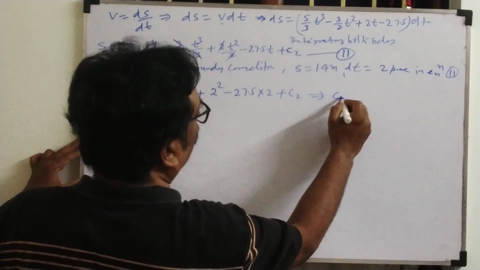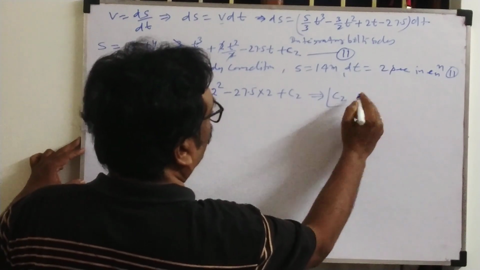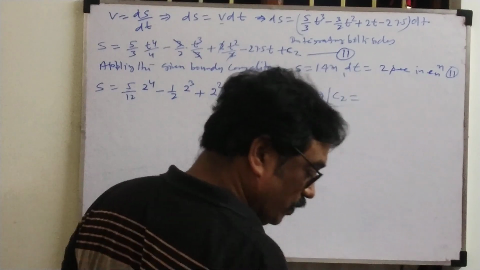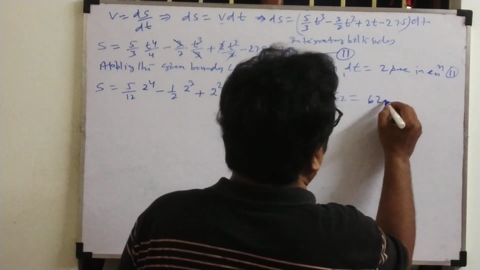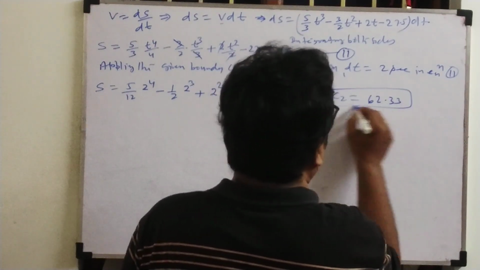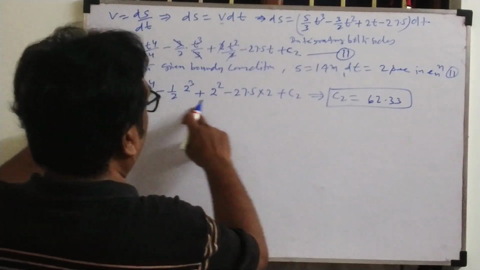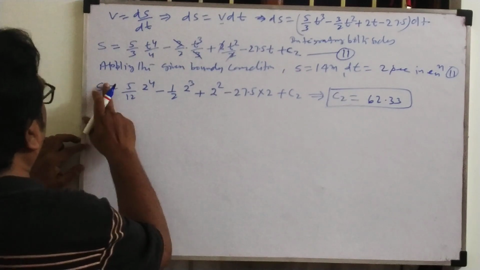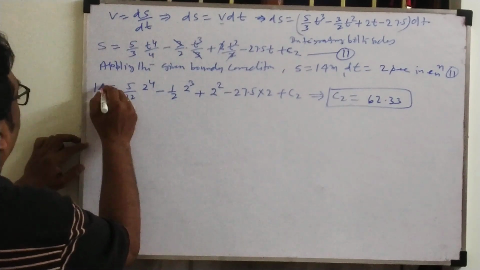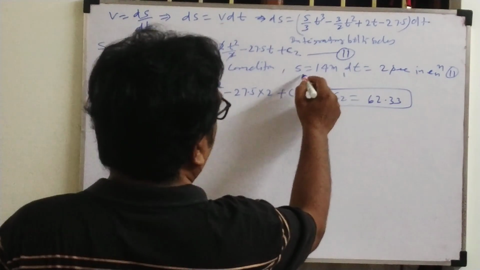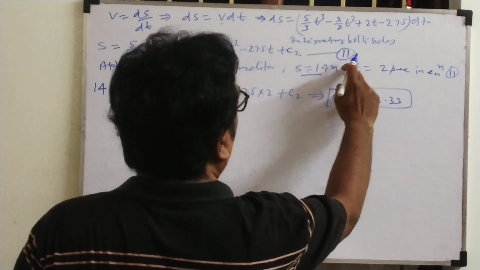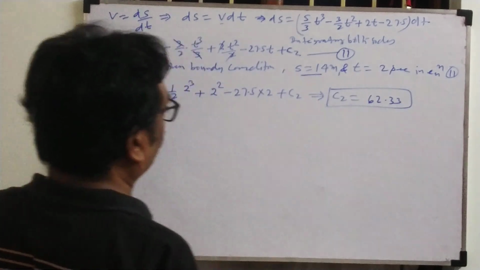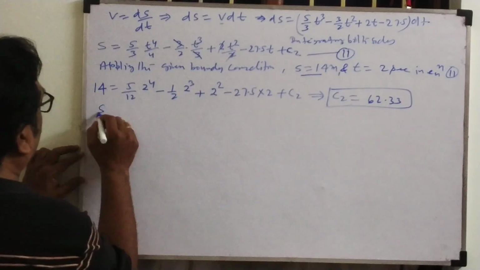So if you calculate, c2 is equal to... you will get the value we already calculated. So c2 value is 62.33. If you calculate this value, you will get c2. S, you can substitute here 14, S given 14, t given 2 second.